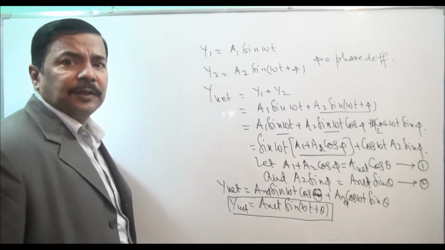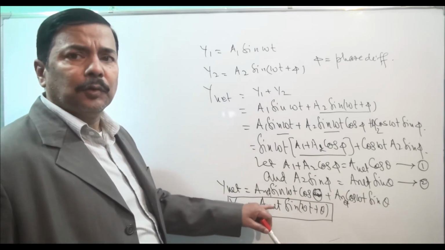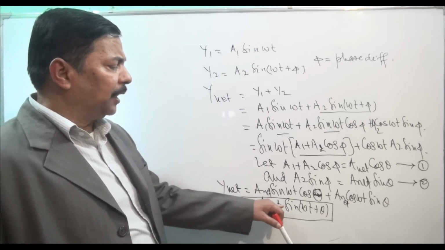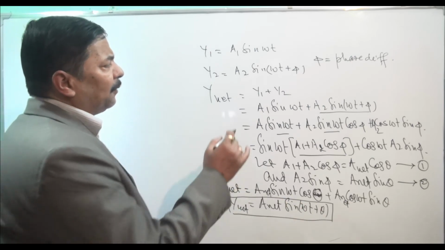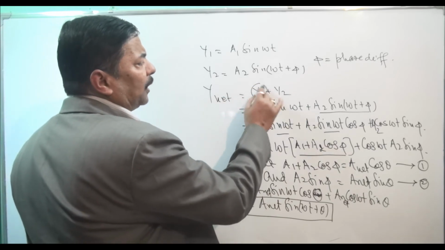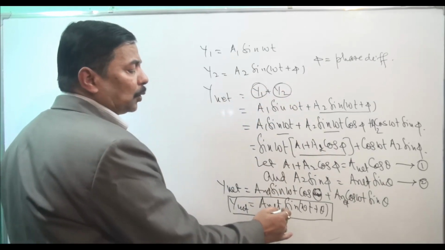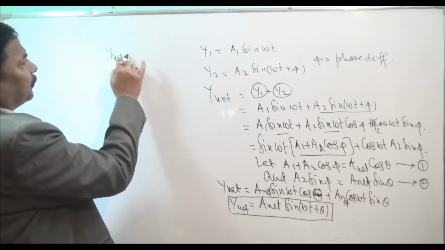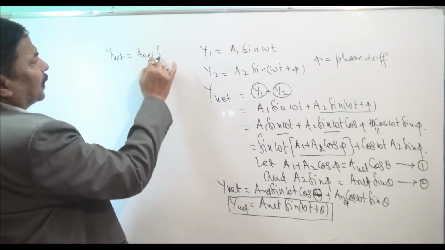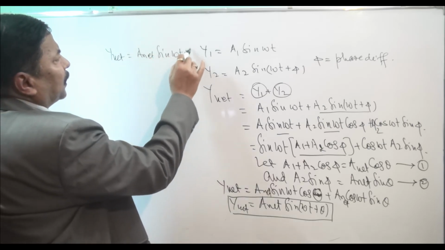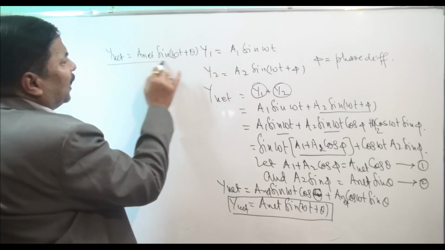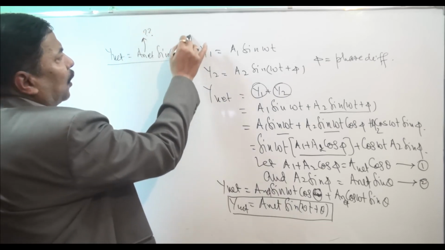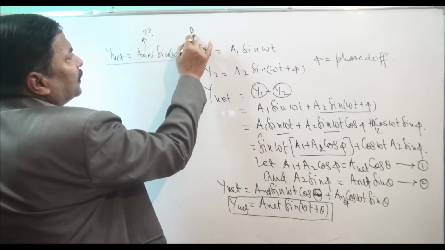Now you see it carefully. Here y net is equal to A net sine of omega t plus theta. That means if the individual components are SHM, the resultant is also an SHM. So y net we have got as A net sine of omega t plus theta. Now the question arises: what is the value of A net and what is the value of theta?